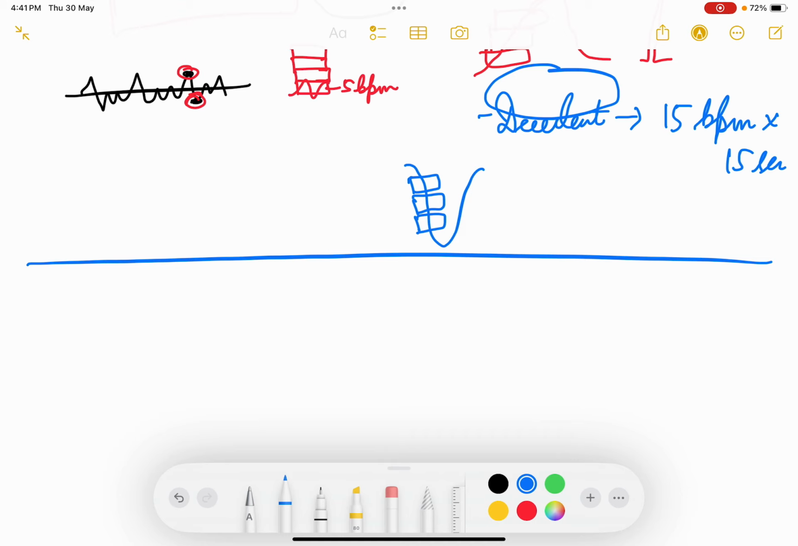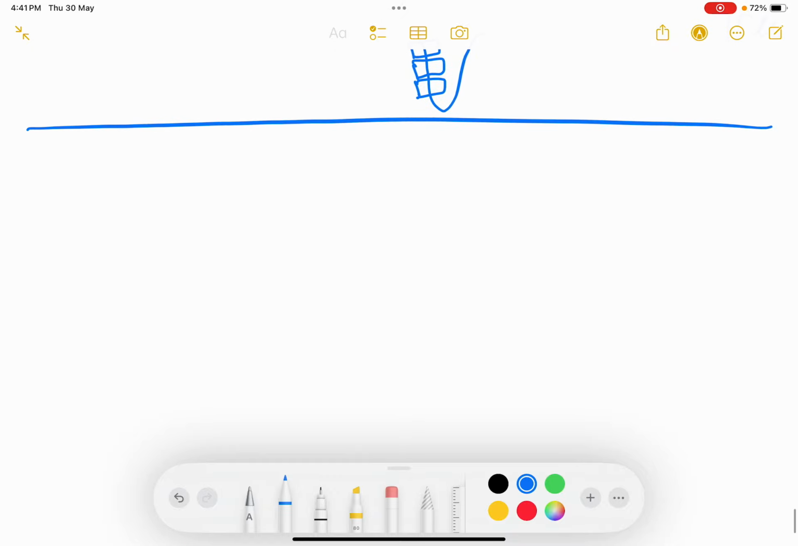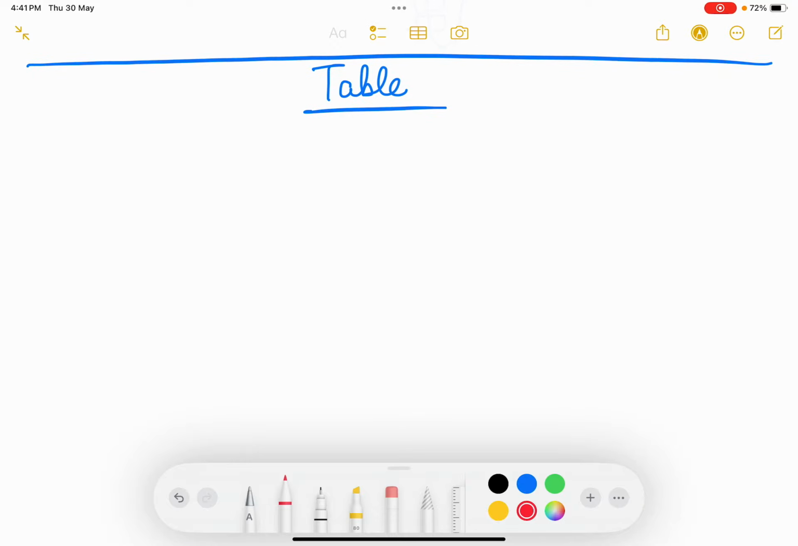Once you have talked about your baseline, variability, acceleration and deceleration, then you have to talk about the other parameters. What are the other parameters that we talk about? This is a very important table and I will ask you to memorize it. Memorize means if you go through the table again and again, you will memorize it.